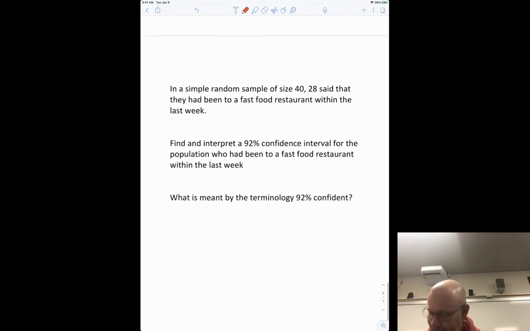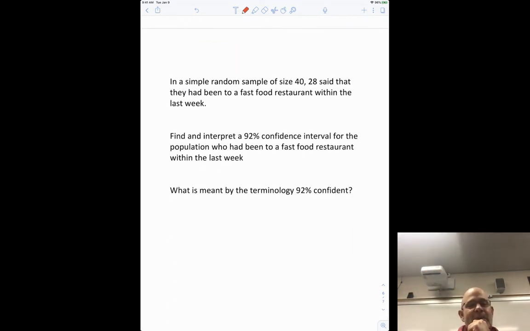So this is kind of putting everything together here, right? In a simple random sample of size 40, 28 said they had been to a fast food restaurant within the last week. Find and interpret a 92% confidence interval for the population who had been to a fast food restaurant within the last week. And then what is meant by that 92% confident? Because we hear that, right? And it's like, what does that mean? So I'm going to put it all together. We'll be done.